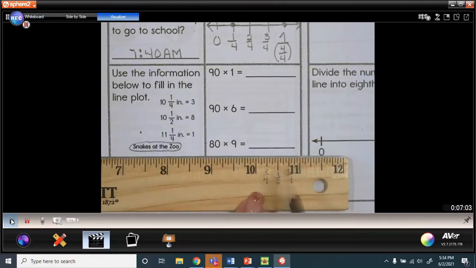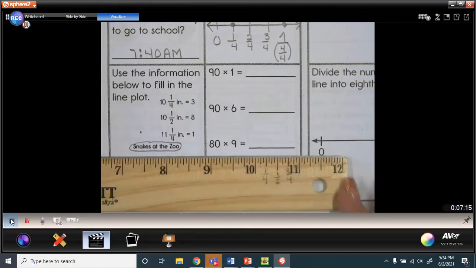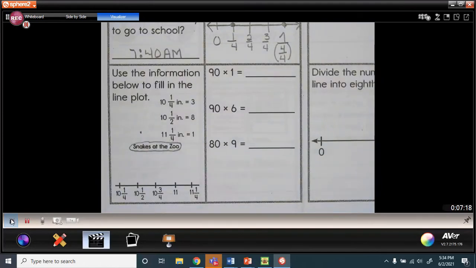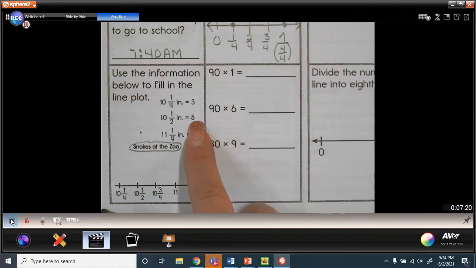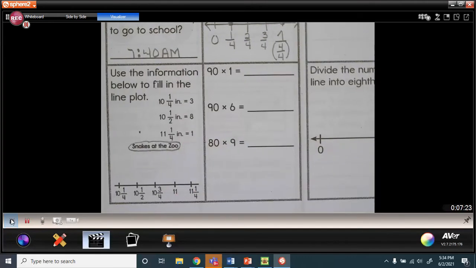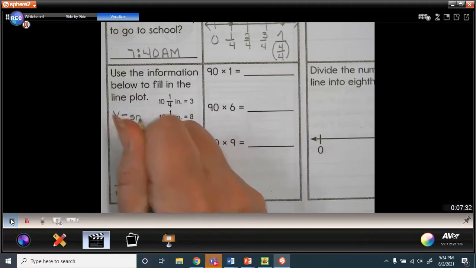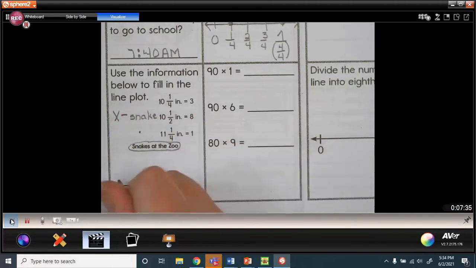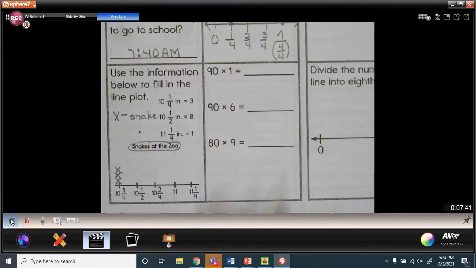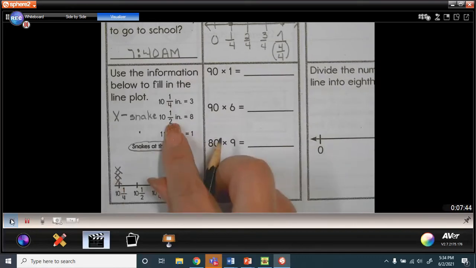So 10 and 1 fourth, 10 and a half, 10 and 3 fourths, and then the next 1 fourth is going to be 11 inches long. So when they measured the snakes, each one of those snakes was represented as a number of snakes. It says that 3 of our snakes were 10 and 1 fourth inches. So each X is going to represent a snake. I have 3 snakes that are 10 and 1 fourth. I have 8 snakes that are 10 and a half inches.